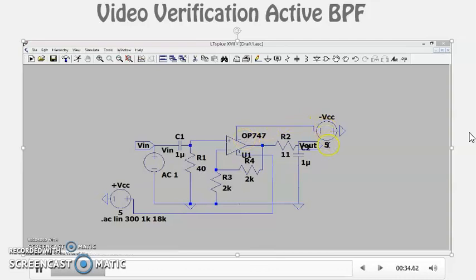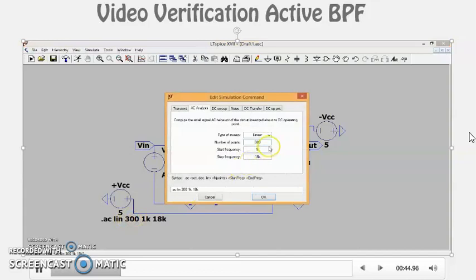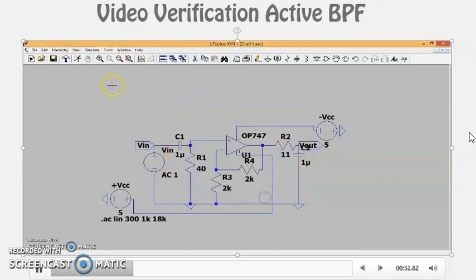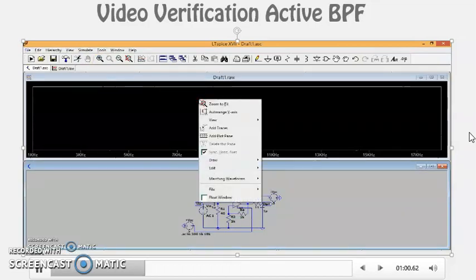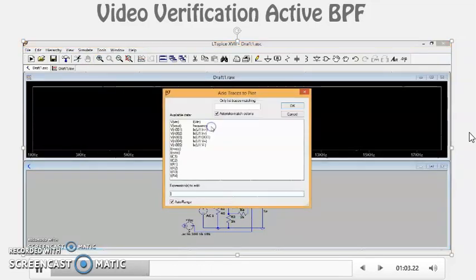Similarly, we are making use of plus VCC and minus VCC as 5 volts DC. So this is what we have done for the AC analysis. We have kept the parameters as 300 number of points, starting with the frequency 1K and ending at 18K. When we run this circuit, we'll come up with its graph. So we'll add traces, output divided by input, as the labels were already there.